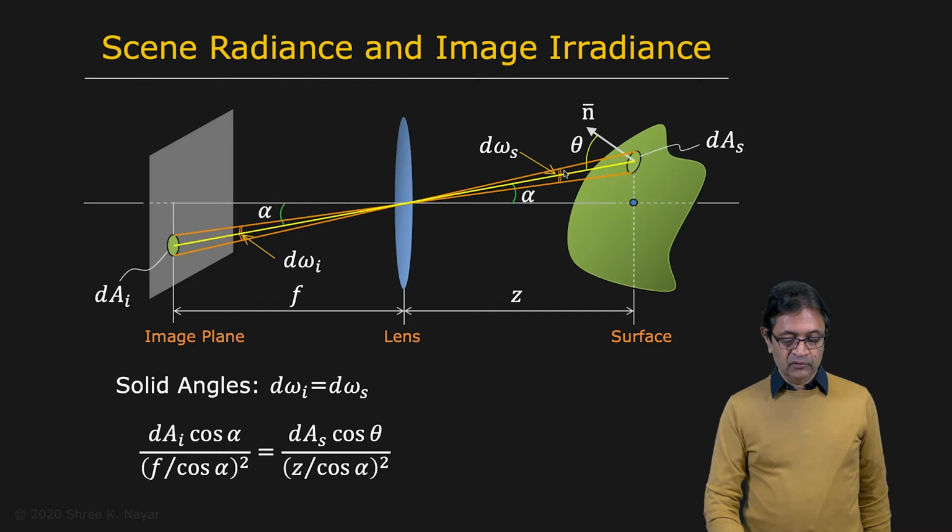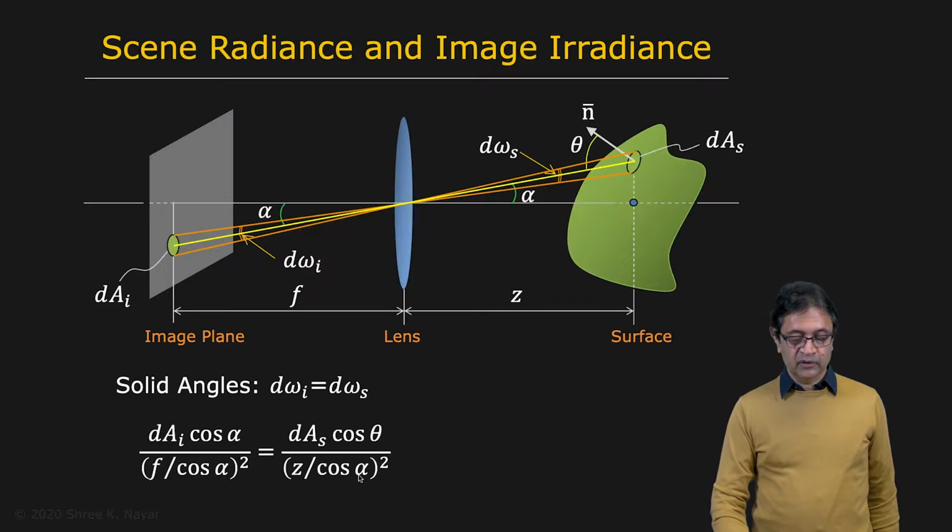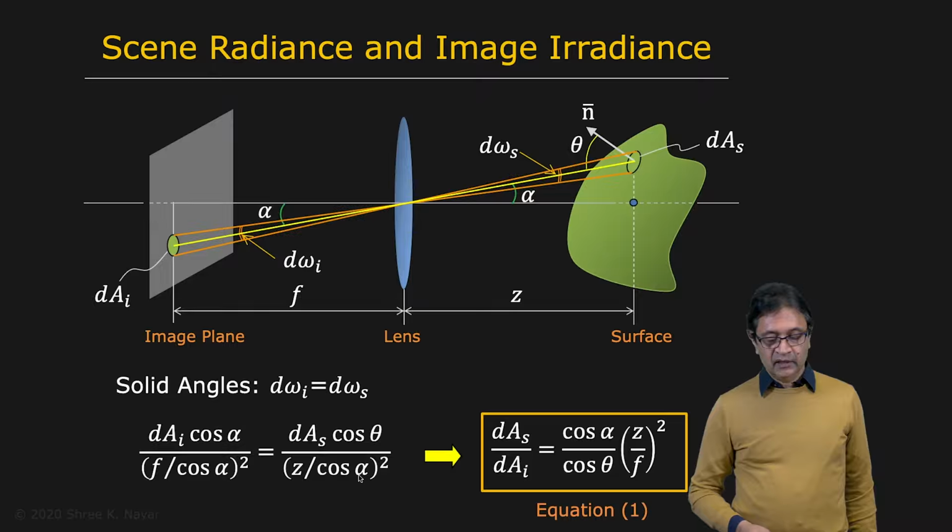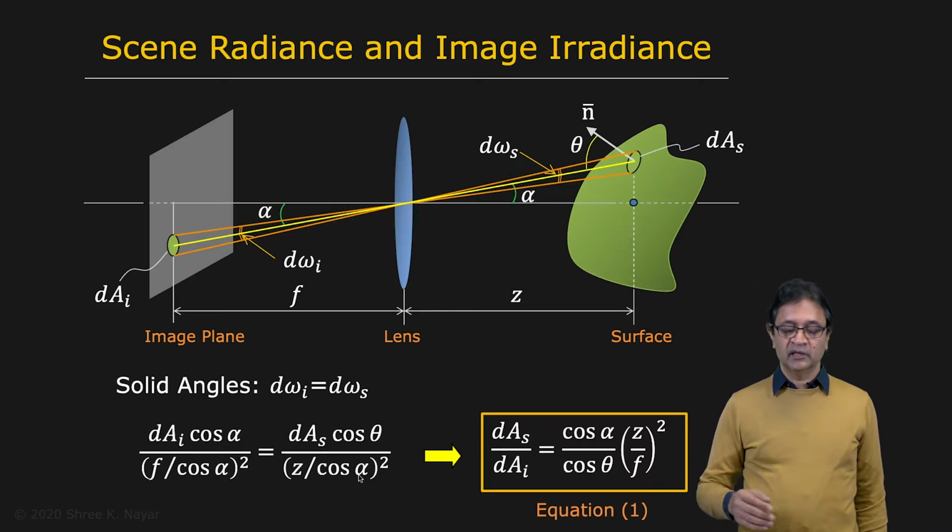And that's equal to dAs cosine theta, which is the foreshortened area of this patch, as seen from the center here, divided by this distance squared. And that distance is z divided by cosine alpha. So z divided by cosine alpha squared. And that gives us a simple expression. We'll call that equation 1.